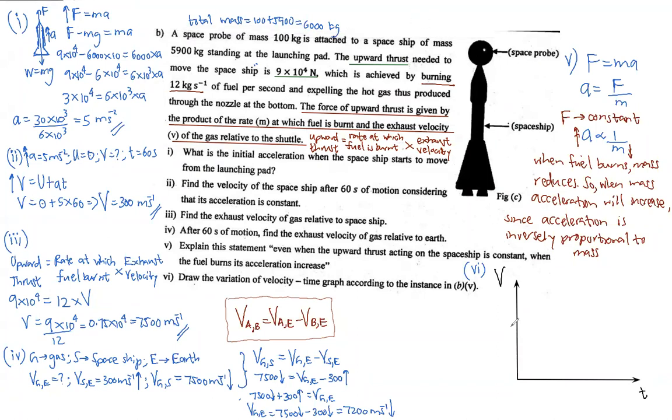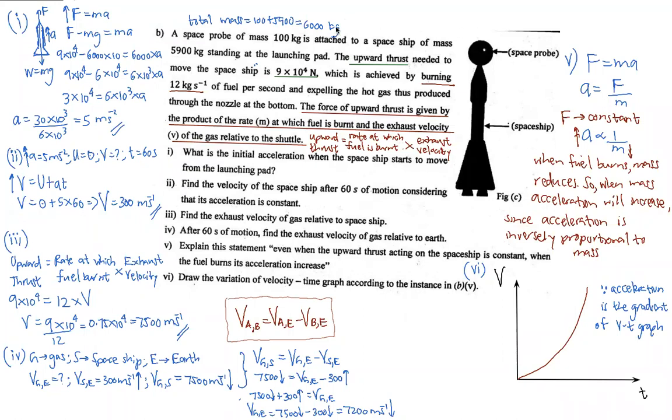So if you want to plot a VT graph, it will look like this. This is the increasing gradient graph. Okay. I'll put the reason as well here, because acceleration is the gradient of the VT graph. Therefore, it will have a shape like this.